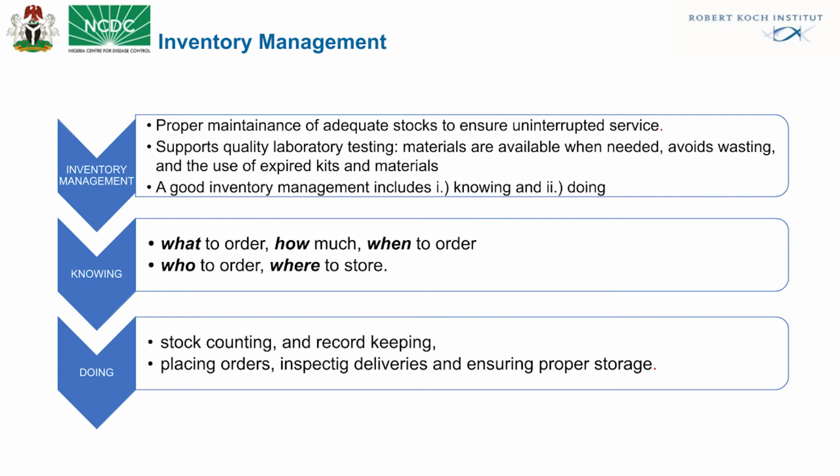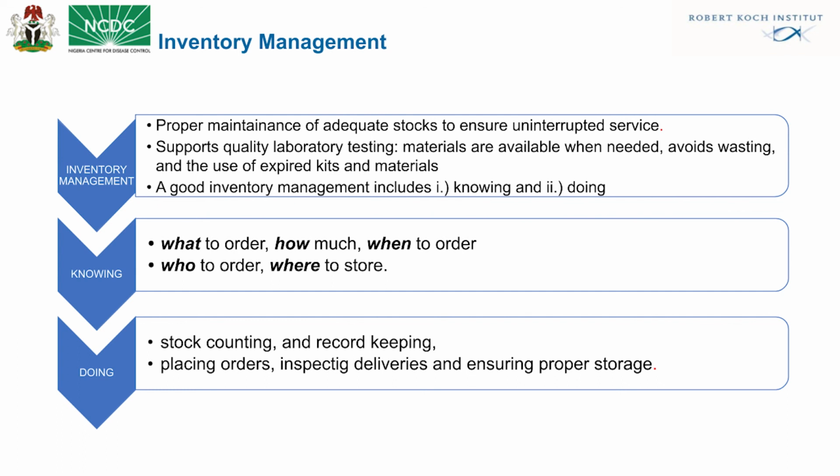Procurement and supply chain management. When should new batches of supply be requested? How to document stock and inventory system. Our inventory management, proper maintenance of adequate stock to ensure uninterrupted service. Support quality laboratory testing. Materials are available when needed. Avoid wasting and the use of expired kits and material.